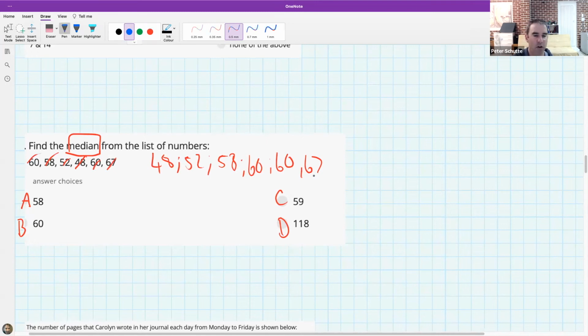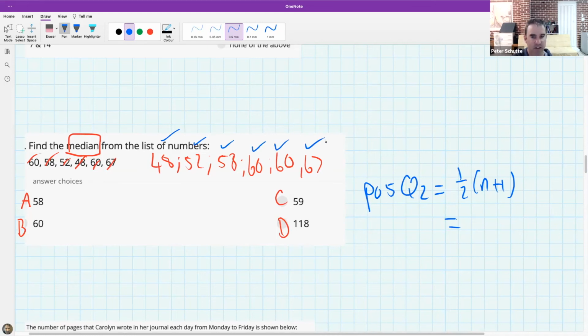Okay, so now using the method I was showing you, the position of the median, or the position of Q2, is going to be a half times n plus 1. In this data set, there are 6 items. If I count them, 1, 2, 3, 4, 5, 6. So a half times 6 plus 1, and that is going to be position 3.5.